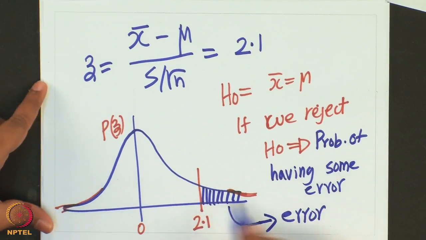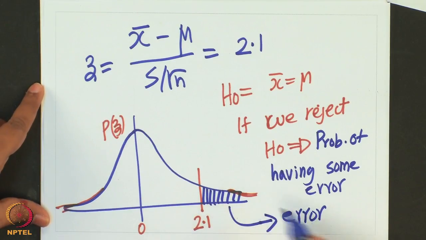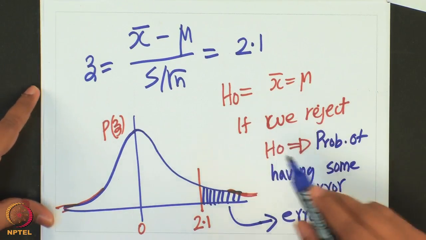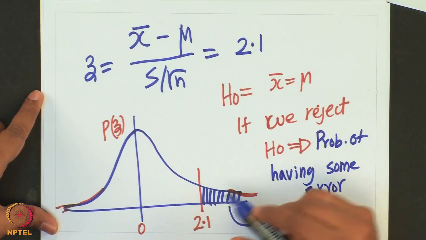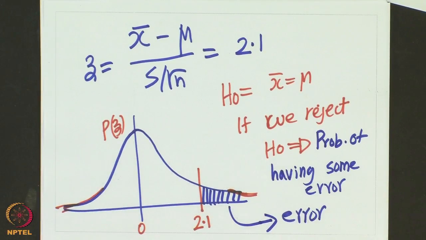The smaller this area beyond z, the smaller will be the error in rejecting the null hypothesis. So if this area is very small, if z is very large, we can reject the null hypothesis. Typically you want this area to be less than 5%, though there is nothing sacred about 5%. That is what one typically measures in this kind of hypothesis testing.